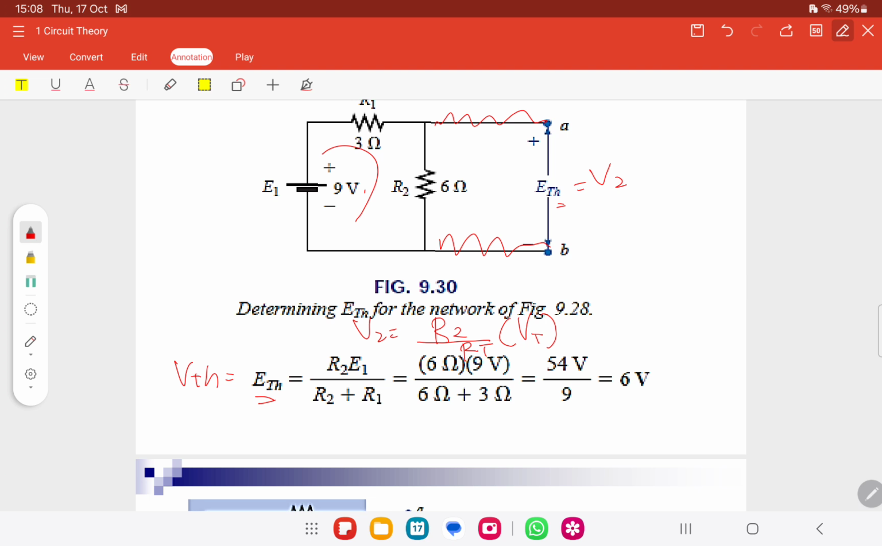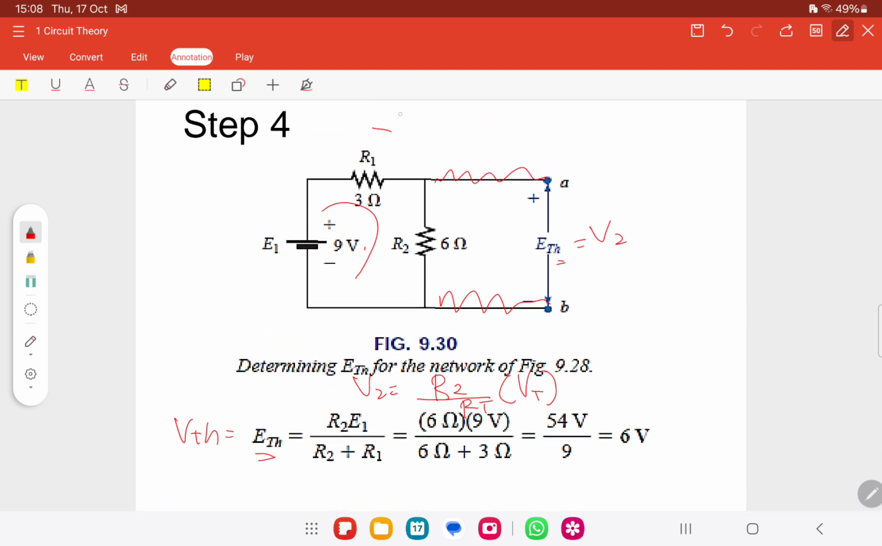Kan? If you do KVL, minus VS, the voltage source, plus I R1 plus I R2. Kat sini ni kan open circuit, so I equals to 0. So I equals to V over R1 plus R2, kan?